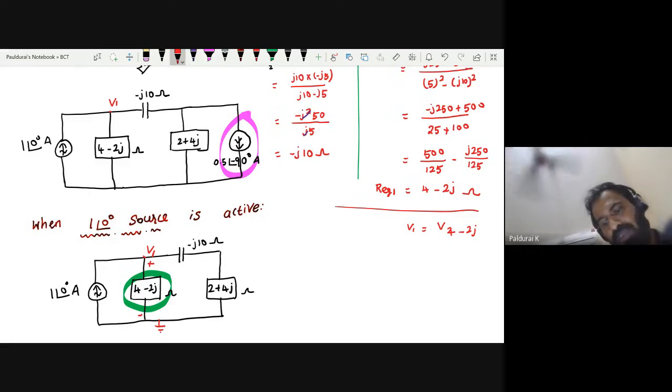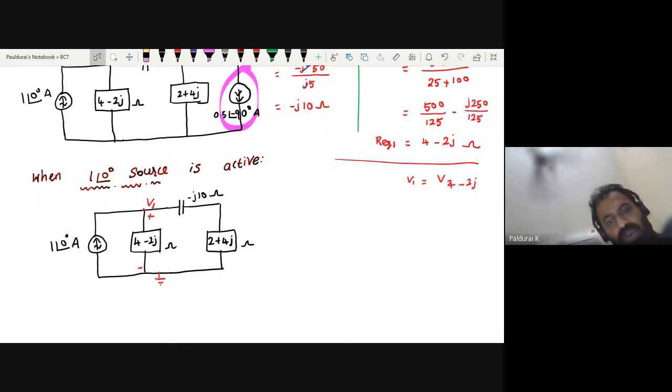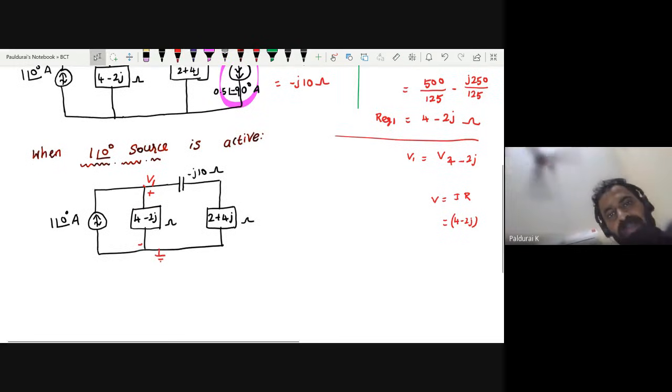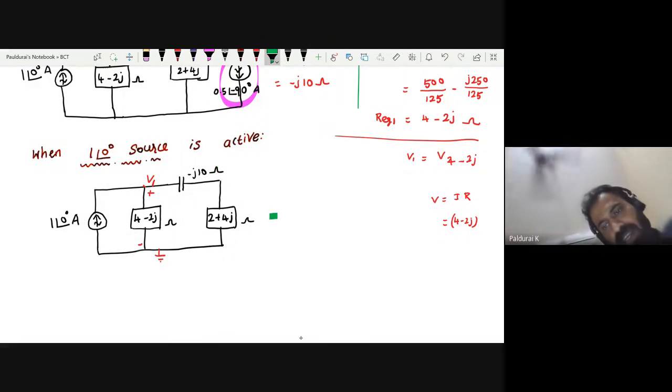So how will you find the voltage? Any idea? Sir, find the current through 4 minus 2J, then multiply the current by this resistance. So V equal to I times R, where R is that 4 minus 2J. How will you find I? How are these two connected? Series. So can I draw the equivalent circuit diagram once again for your reference?